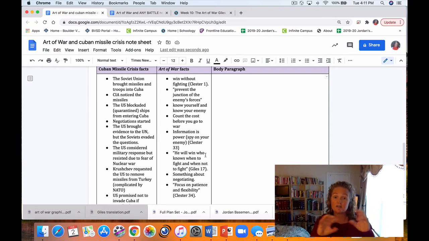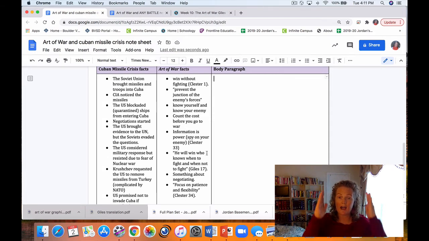And then there's another quote, so here's more from the actual Giles translation. He will win who knows when to fight and when not to fight. And then something about negotiating, and I'm not sure yet, so I just use that as a placeholder, and then focus on patience and flexibility.